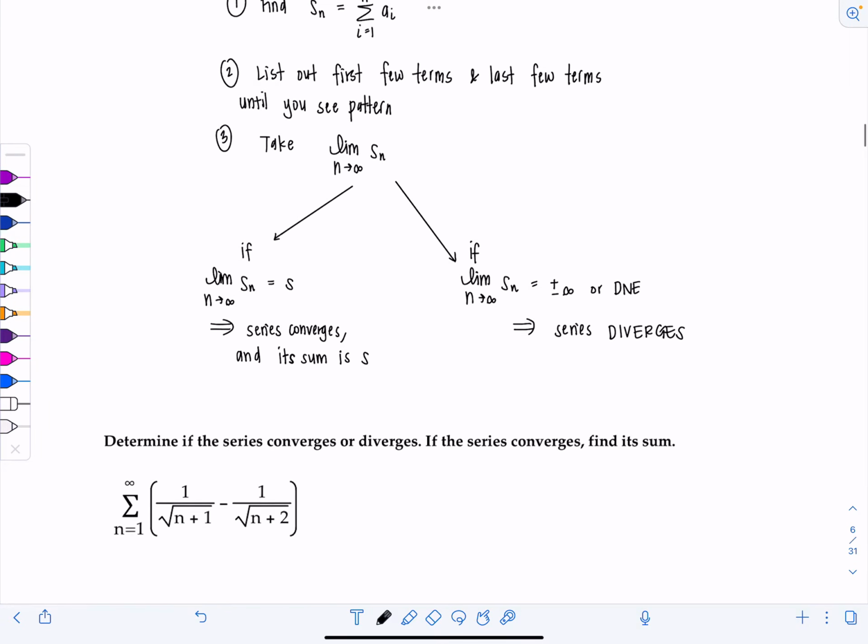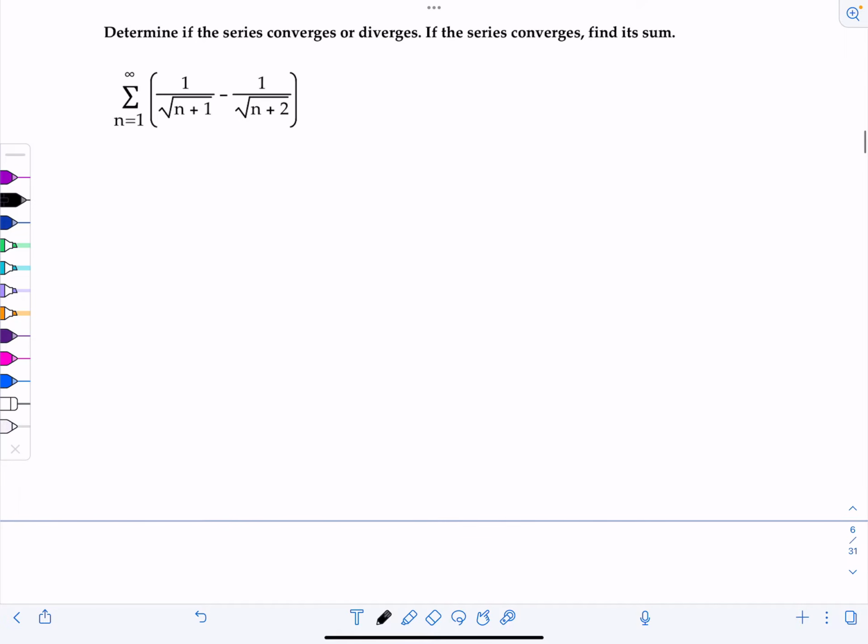You should know all this, so let's just jump right into it. Determine if the series converges or diverges. If the series converges, find its sum. So I would say the number one thing students tell me they have a hard time with is, how do I know if it's going to be telescoping? How do I know to take that approach instead of one of the many tests that we learn in this unit? And I think the biggest clue is in the directions.